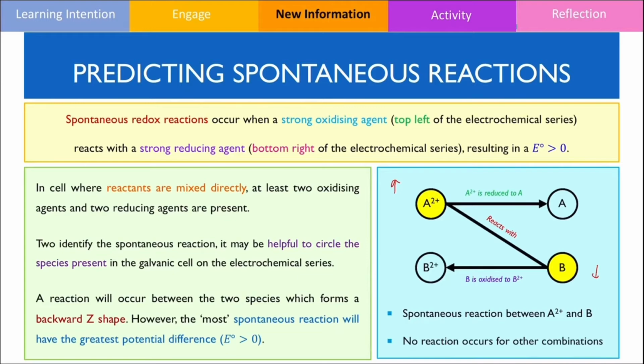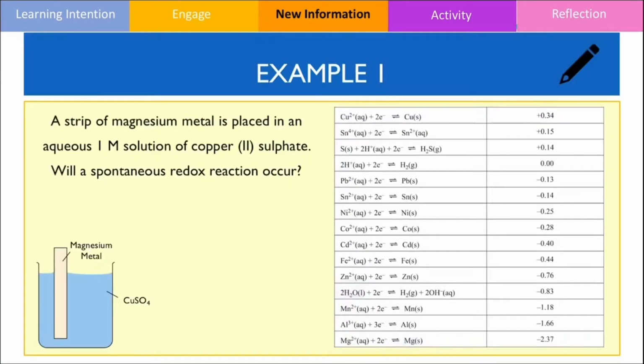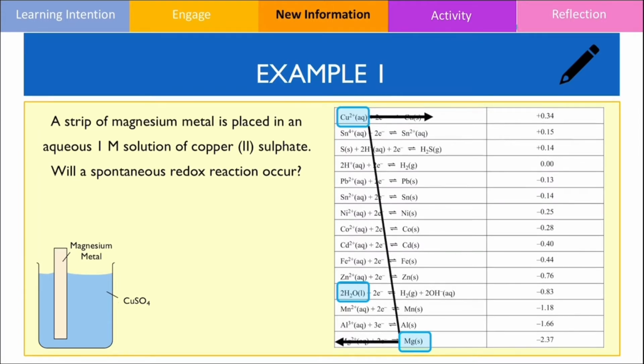Let's look at some real examples using the electrochemical series. To start off, I will first circle all of the species present on my electrochemical series. As a reminder, I've circled water as well, since water molecules are present in the aqueous solution. Based on this information, I know that the redox reaction occurs between the strongest oxidant found on the top left reacting with the strongest reductant found on the bottom right. Hence, I can draw a backward Z shape with copper 2 and magnesium metal. To prove that this is a spontaneous redox reaction, I will calculate the overall cell potential by subtracting the potentials of each half cell, and as you can see, this gives us a value above 0 volts, thus proving that this reaction is indeed spontaneous.